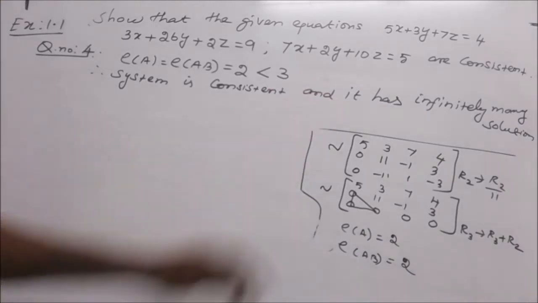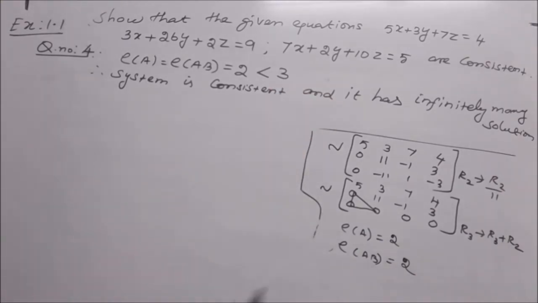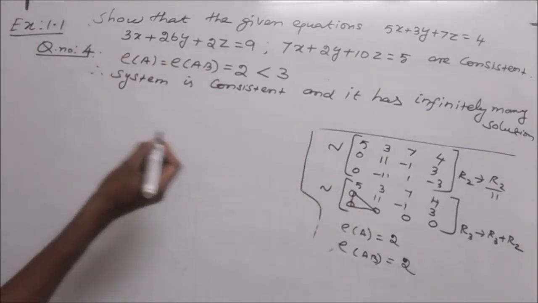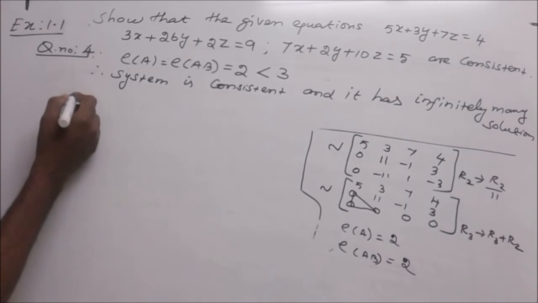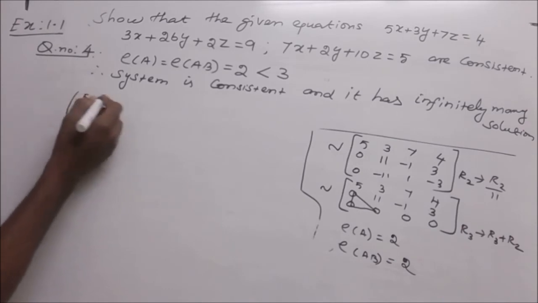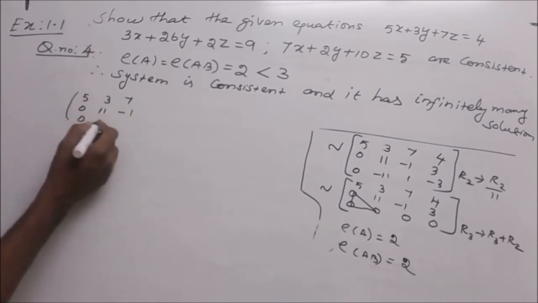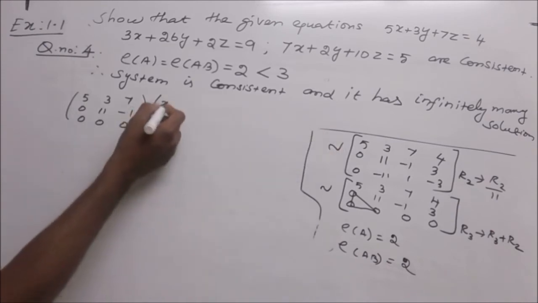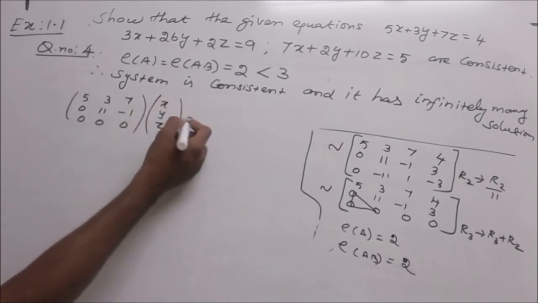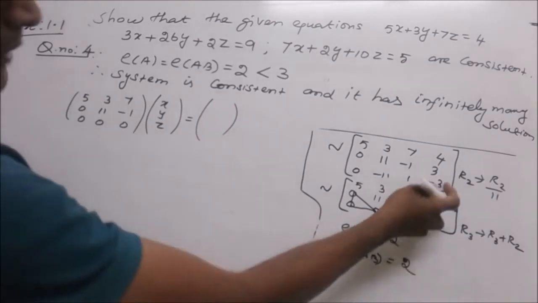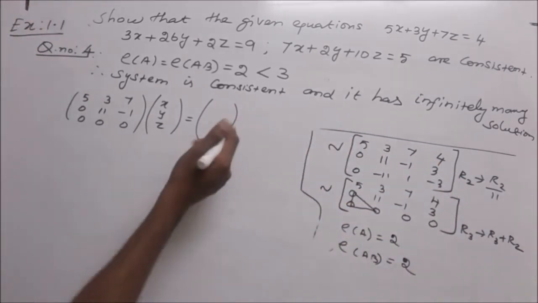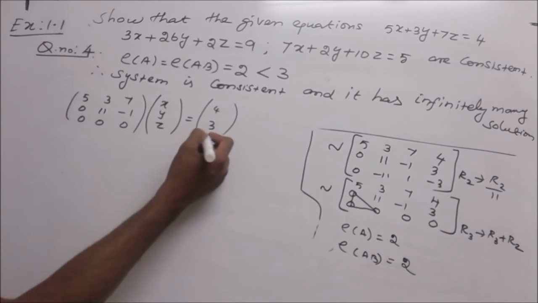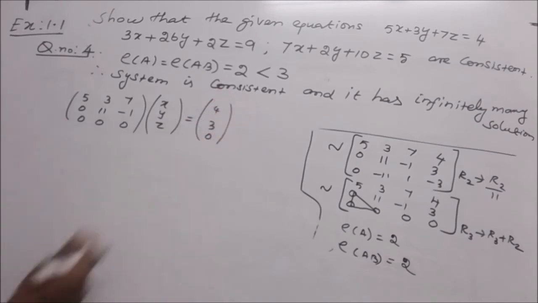To find these infinitely many solutions, we should convert the last equivalent matrix into a matrix equation, that is, the matrix 5, 3, 7, 0, 11, minus 1, 0, 0, 0 into the corresponding variable matrix x, y, z equal to the constant matrix. The last column denotes the constant matrix 4, 3, 0.